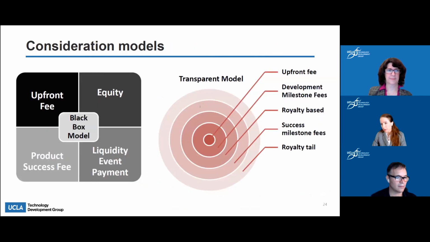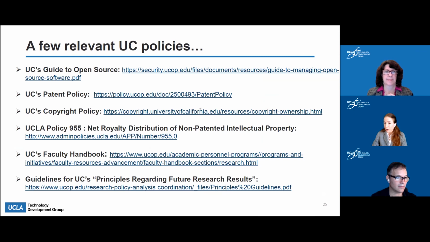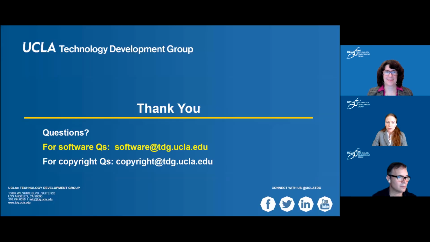And then we talked about the consideration models. And this is just generally how we think about it when we get a disclosure in that has commercial interest. And then finally, just not going to step through these, but some policies. And copyright and software, it's complicated. That said, we're here as a resource, and we have those email addresses here again.